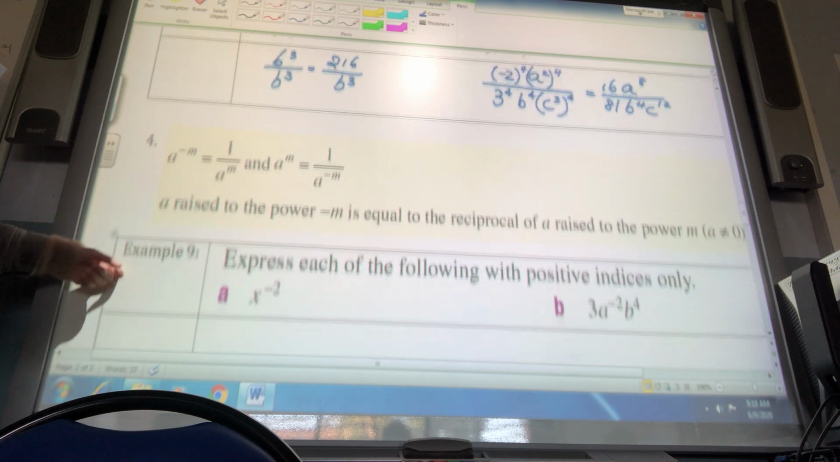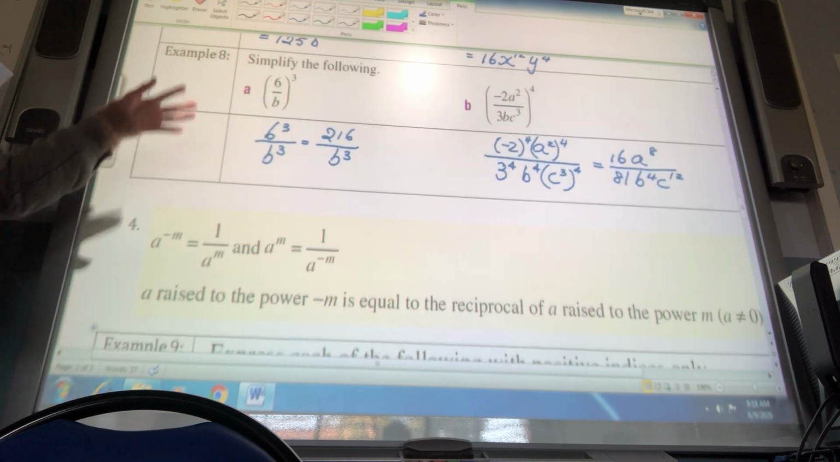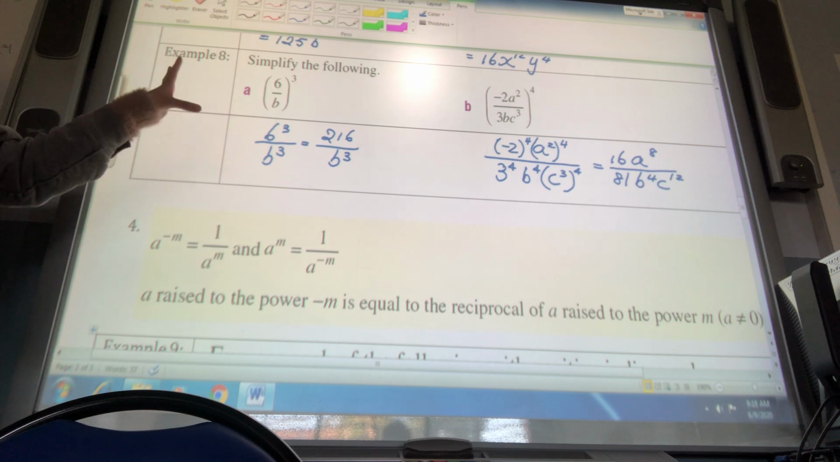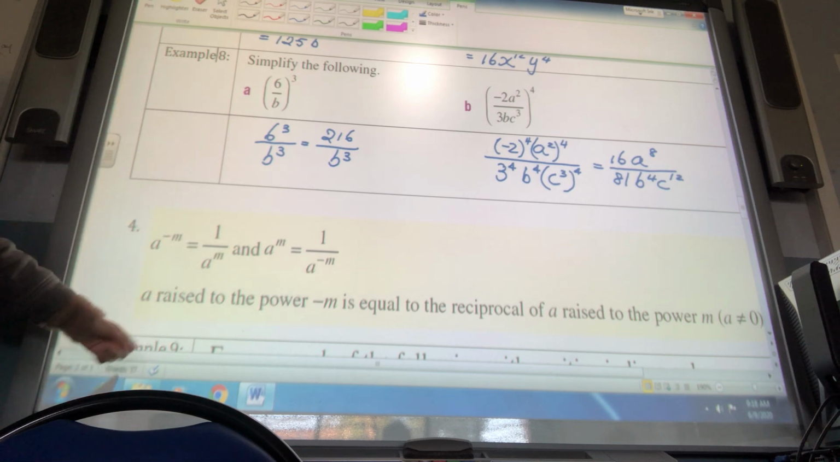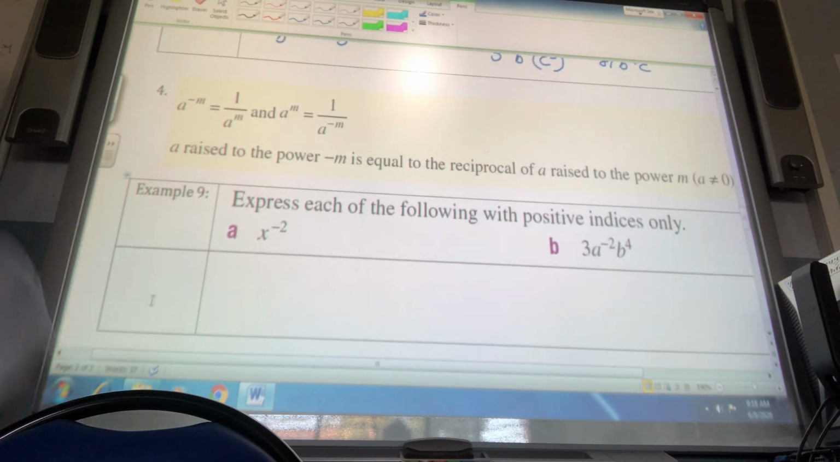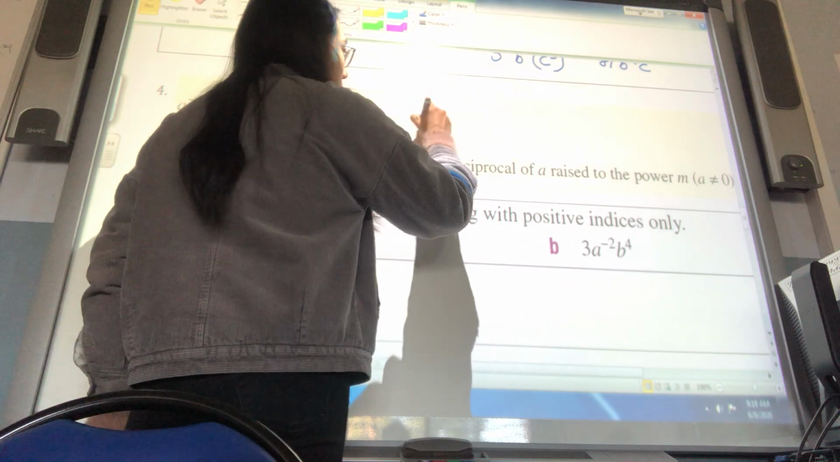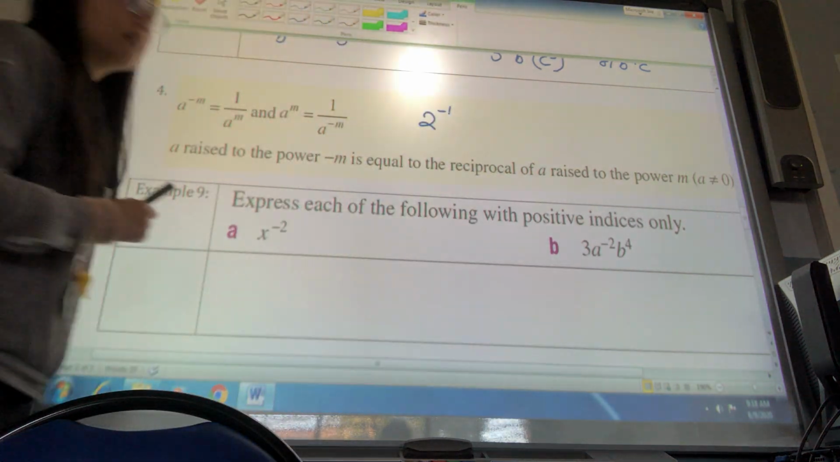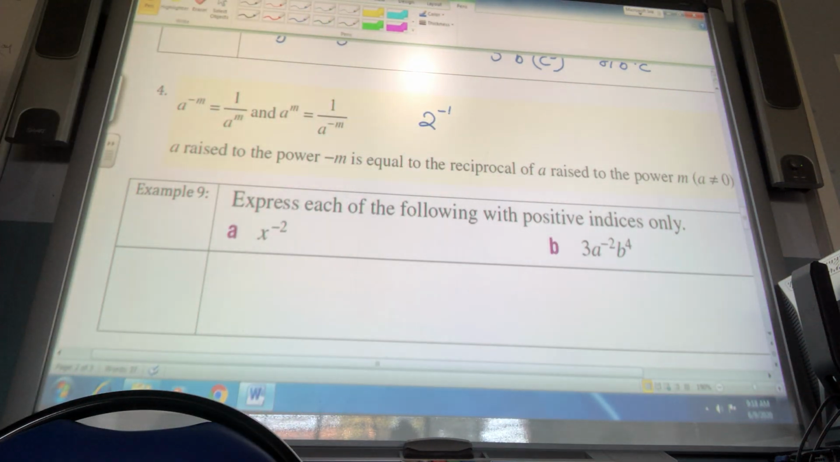Alright, next point. We were dealing with mostly just positive powers, right? What if the power is negative? What does that mean? If the power is negative, say if you have 2 to the power of negative 1, what does this mean? Does anyone know? Yeah, Batu? 1 over 2 to the power 1. Yeah, very good.